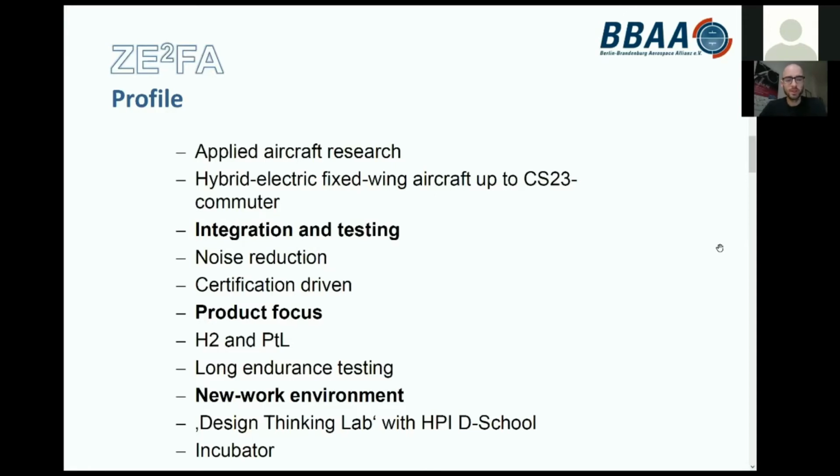There will also be an incubator for small companies and the supply chain, but also a design thinking lab that we plan with the Hasso-Plattner Institute and their design thinking school.